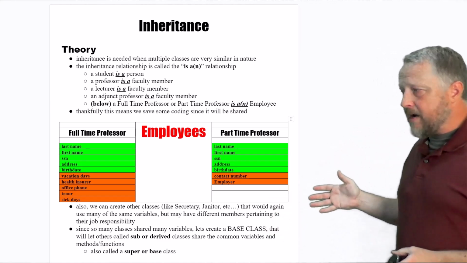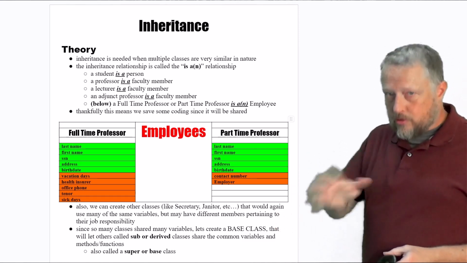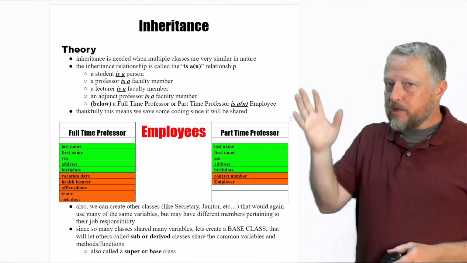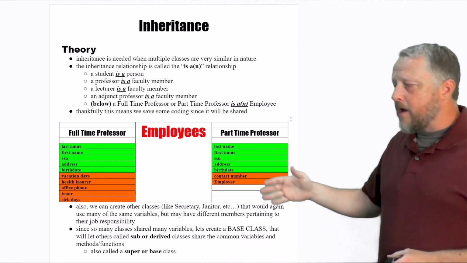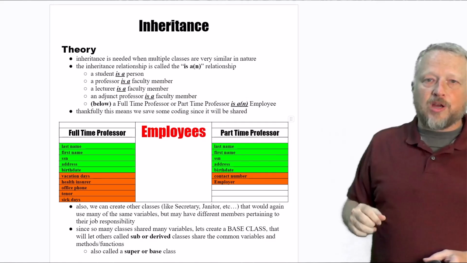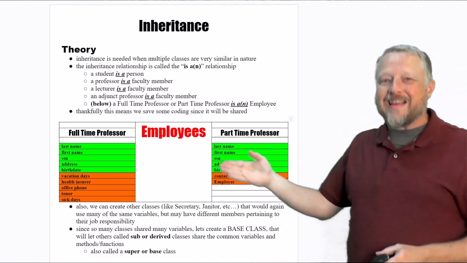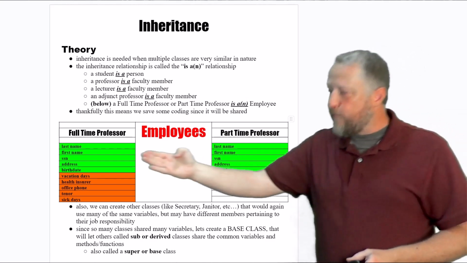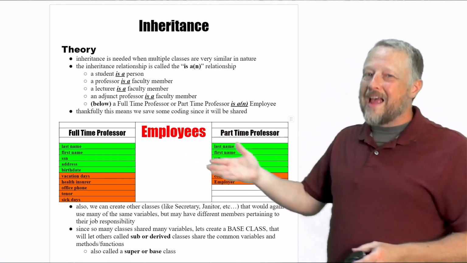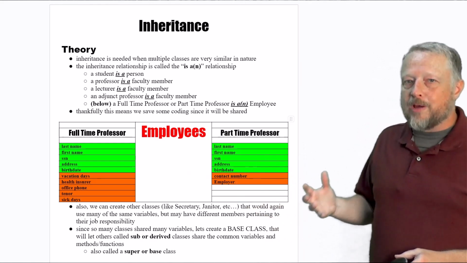Again, you might not have this situation set up, so you may not use inheritance. So again, just to make sure that's clear, we're not suddenly using it the whole time. Now, there is an is-a relationship when we get to this. A part-time professor is an employee. A full-time professor is an employee. There is an is-a relationship to this.